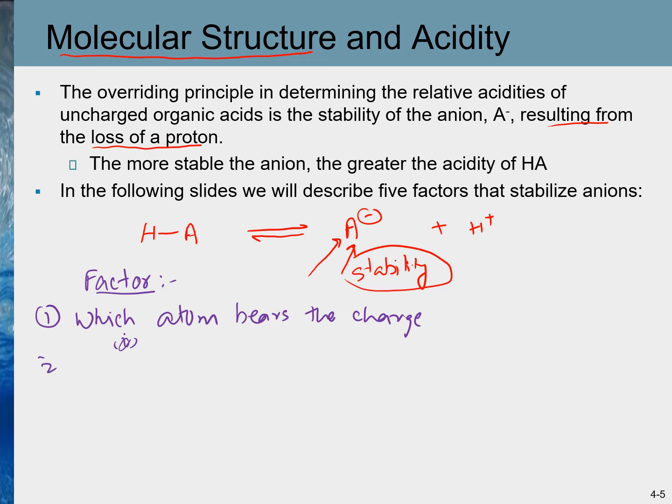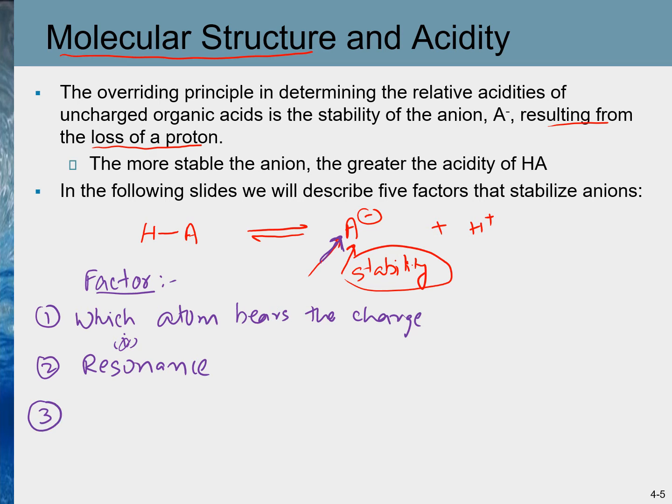And then the next factor which affects the stability of this anion A negative is resonance. So if there is a resonance in the structure of A negative, it will be more stable. So having resonance is a positive thing.